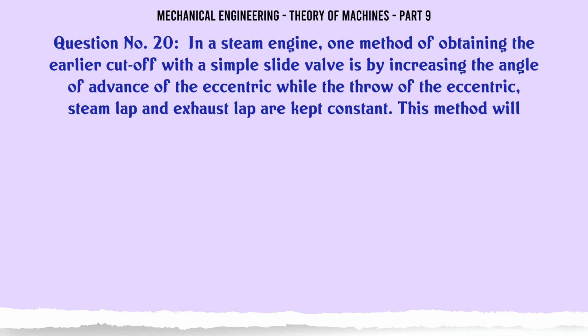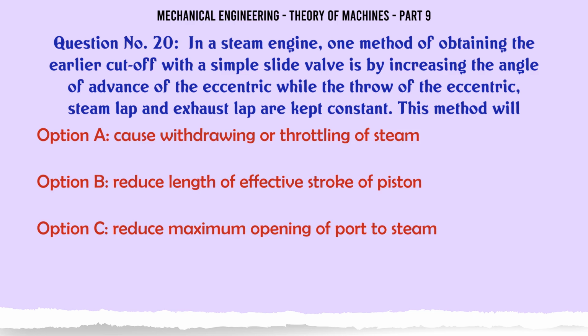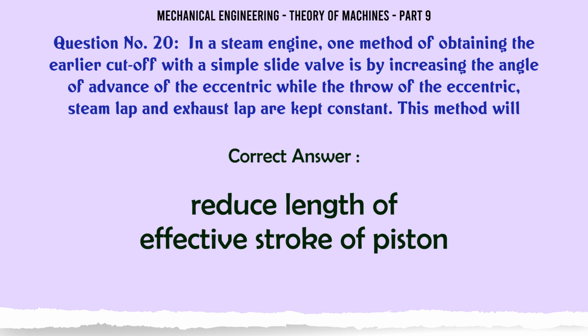In a steam engine, one method of obtaining the earlier cutoff with a simple slide valve is by increasing the angle of advance of the eccentric while the throw of the eccentric, steam lap and exhaust lap are kept constant. This method will: A. Cause withdrawing or throttling of steam, B. Reduce length of effective stroke of piston, C. Reduce maximum opening of port to steam, D. All of these. The correct answer is reduce length of effective stroke of piston.